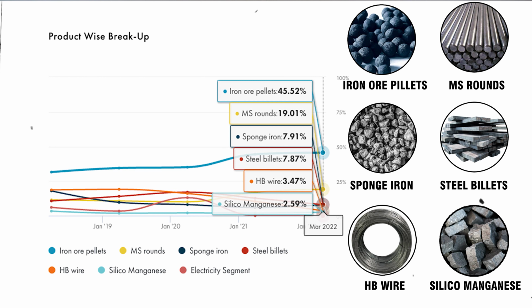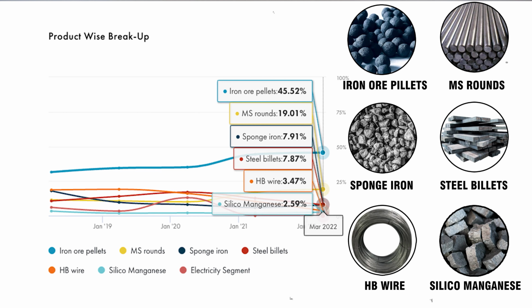The remaining 55% is made from different forms of steel, which is MS round, sponge iron, steel billets, HB wires, silico manganese, right? These are all different forms that basically happen after the molten iron has been made, except maybe sponge iron. Sponge iron is also a type of raw material that goes into the EAF method particularly, right? So this is the breakdown of the products that the company sells.